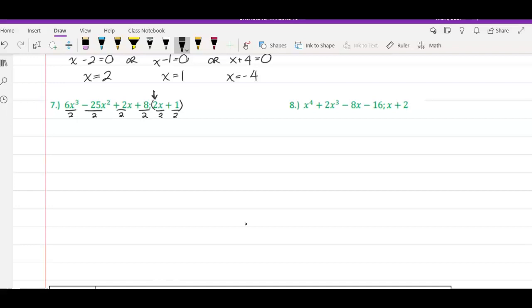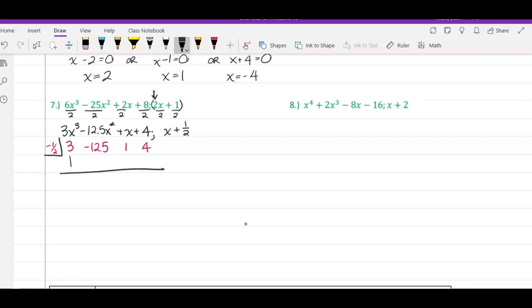So now what I actually have is 3x cubed minus 12.5x squared, or 25 halves, plus x plus 4. And my divisor becomes x plus 1/2. So what goes in the box? Negative 1/2. And then I'm going to write my coefficients: 3, negative 12.5, 1, and 4.